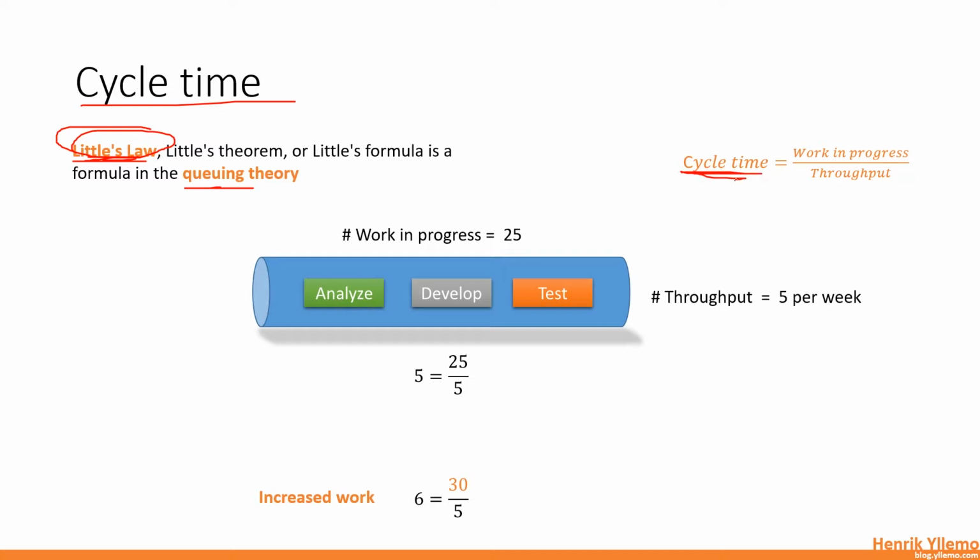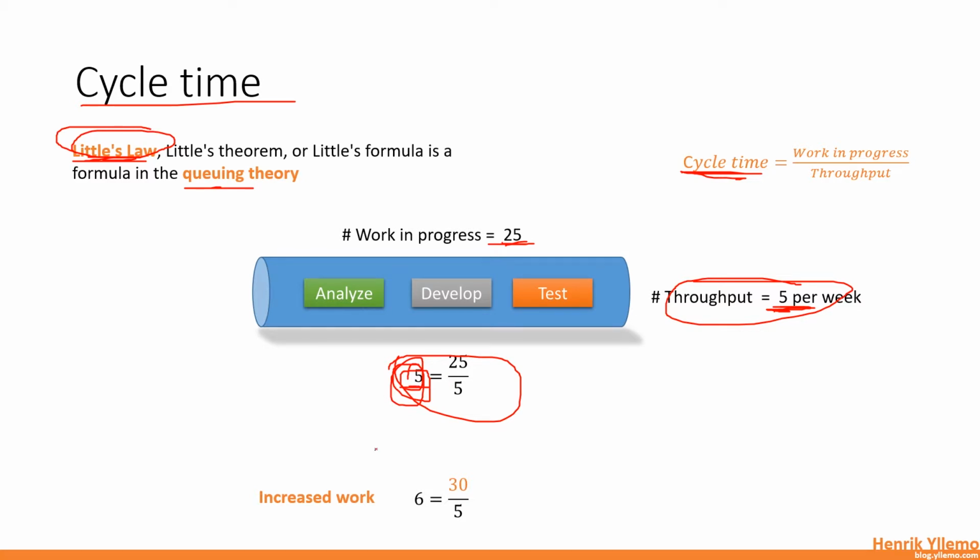In order to calculate the cycle time, you need to divide work in progress, the WIP, by the throughput. So the work in progress in this case is 25. So we have 10, 10, and 5, like in the previous example, and the throughput gives us 5 per week. So when we have this work in progress of 25 and a throughput of 5, it ends up having this calculation here. So we have 25 divided by 5 equals 5. Our cycle time in this scenario is 5.